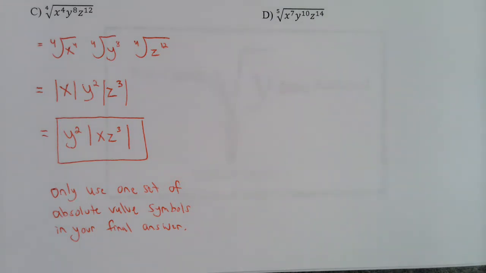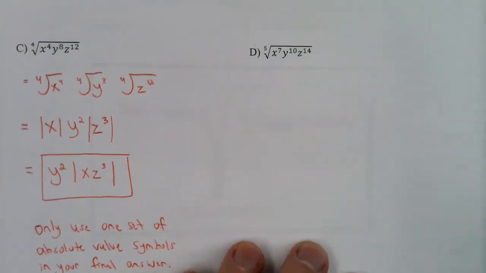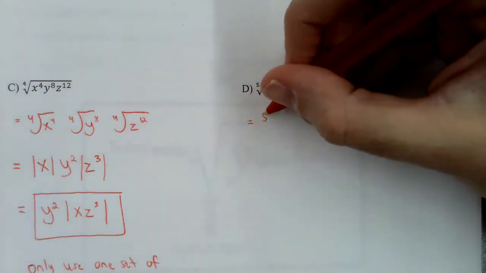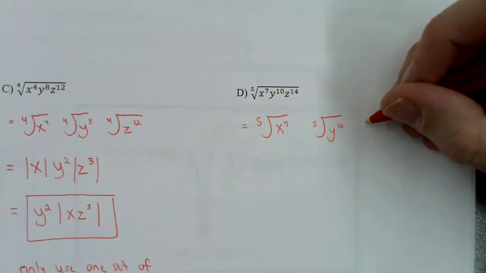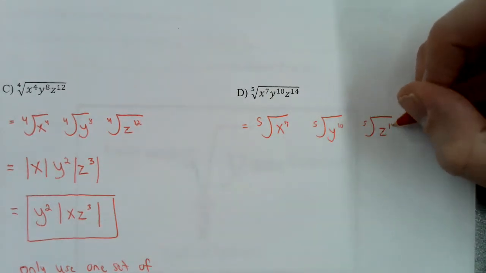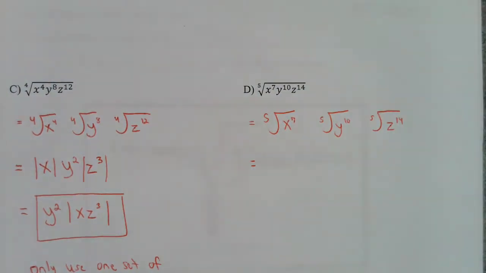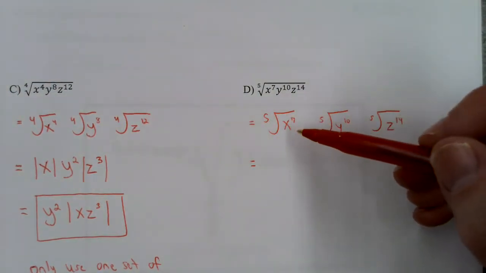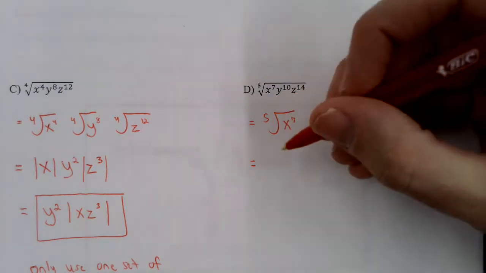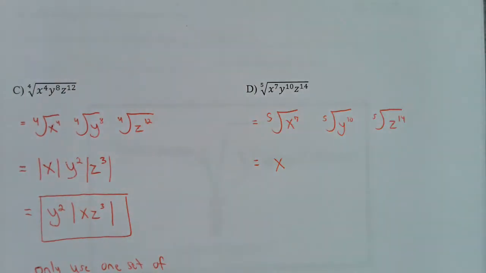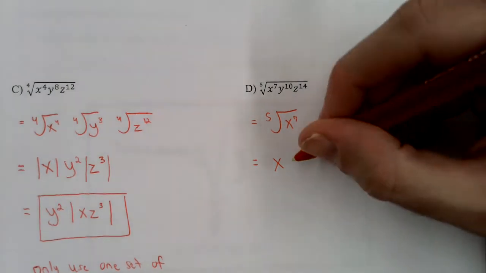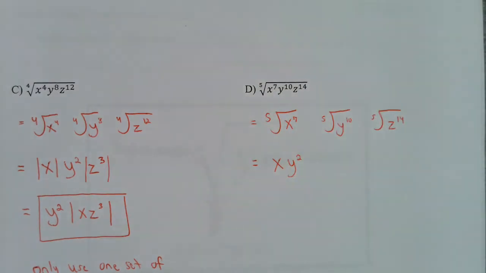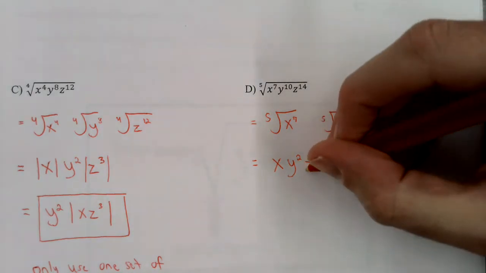Okay, this next one is going to be a little trickier. Again, I'm going to break it apart by variable. So 5th root of x to the 7th, 5th root of y to the 10th, 5th root of z to the 14th. So the question is, how many groups of 5 can you make if you have 7 x's? You can only make 1 group, but we have some left over. I'll take care of that later. How many groups of 5 can you make if you have 10 y's? 2 groups. How many groups of 5 can you make if you have 14 z's? You can make 2 groups.